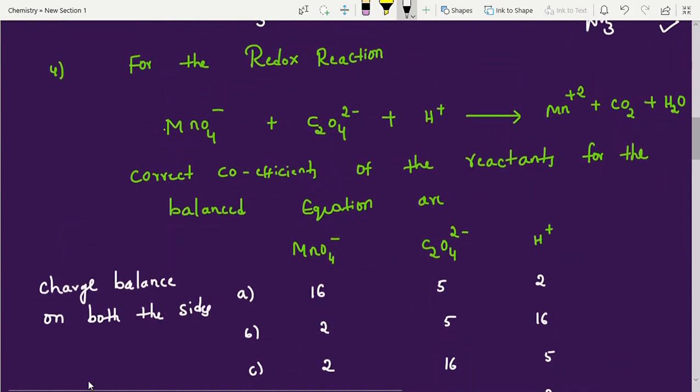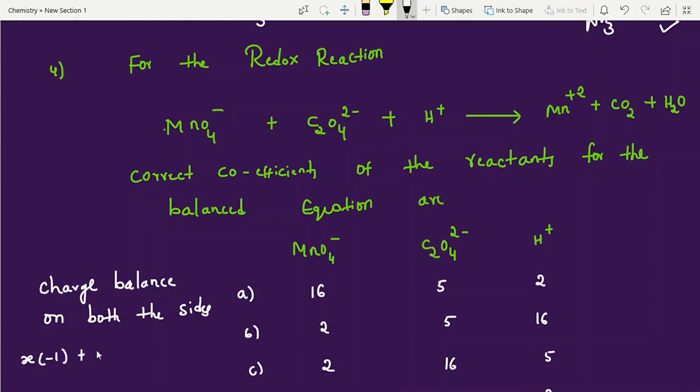So what I gave the trick here, students, this is MnO4 minus. Take it as X. X minus 1, plus Y into minus 2, plus Z into plus 1. Just for calculating this one, you take it as X, Y, and Z, and this is also X. These two are neutral compounds, no need to calculate.